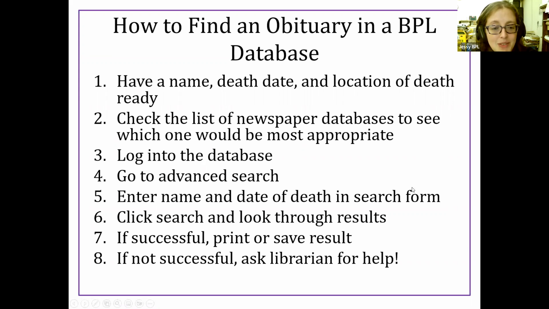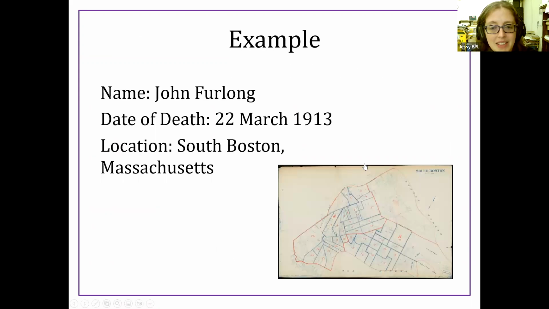Look through the results. If you find it, you can print or save it. If you can't find it, you can ask us for help. We're going to do another example here. This is someone I picked randomly. We're going to look for John Furlong. We know he died on March 22nd, 1913, and he lived in South Boston, Massachusetts. So that's who we're going to be looking for.